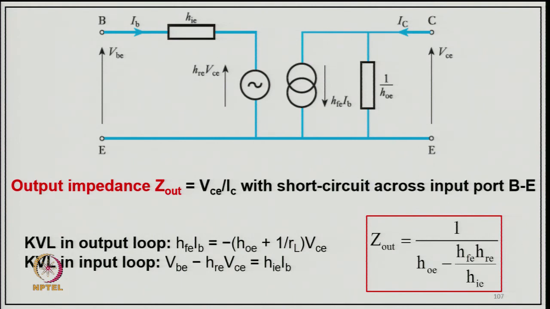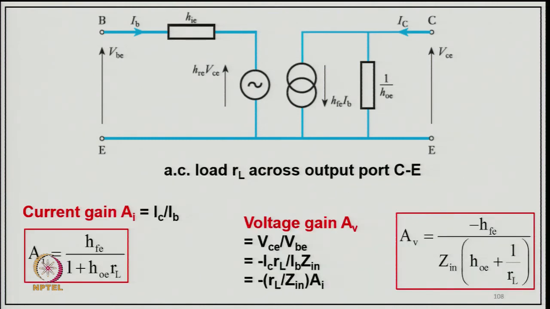And the output impedance Zout will be VCE upon IC with the short circuit across the input port. The KVL in the output gives HFE IB equal to minus (HOE plus 1 upon RL), where RL is the load resistance, times VCE, the voltage applied here. The KVL in the input loop will be VBE equal to HIE IB plus HRE VCE, and from here we can find Zout will be 1 upon (HOE minus HFE HRE upon HIE). We call it the AC load RL across the output, because it is an AC load, which is why we use small-signal notation.